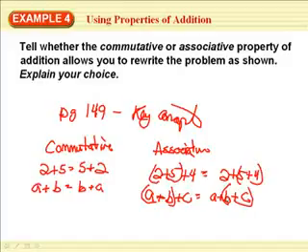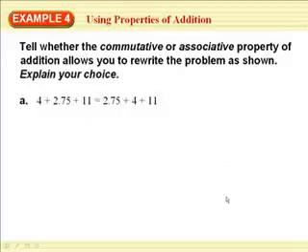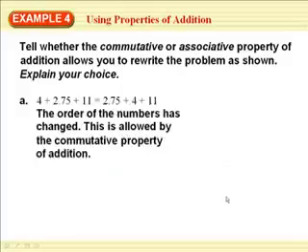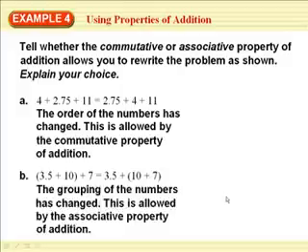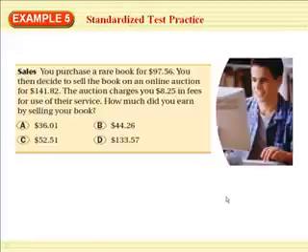Tell whether the commutative or the associative property of addition allows you to rewrite the problem as shown. Explain your choice. Okay, they switch the order. So by switching the order, that is the commutative property. That's what allows you to switch orders. Now here they move the parentheses, so that's the associative property, when you change your grouping.